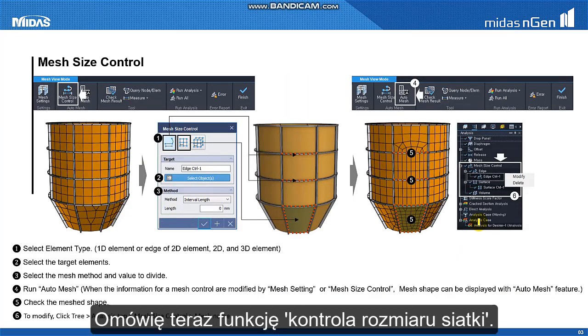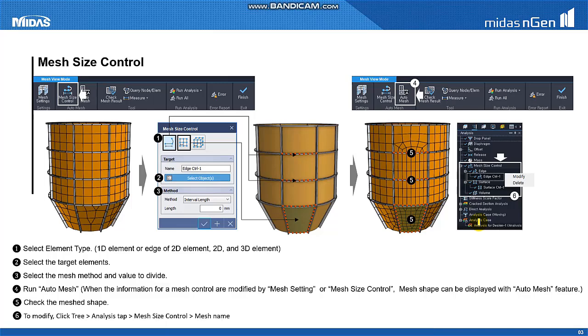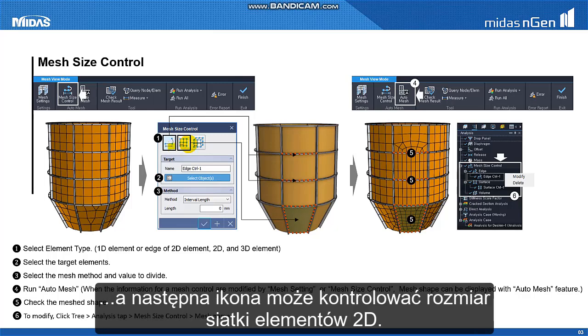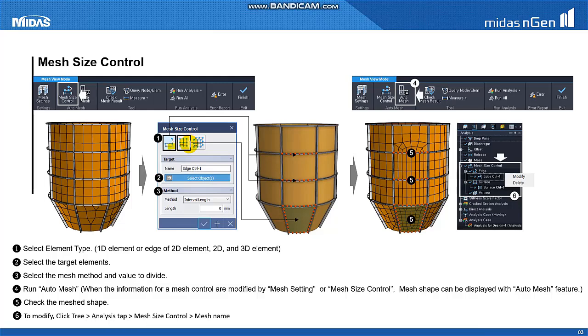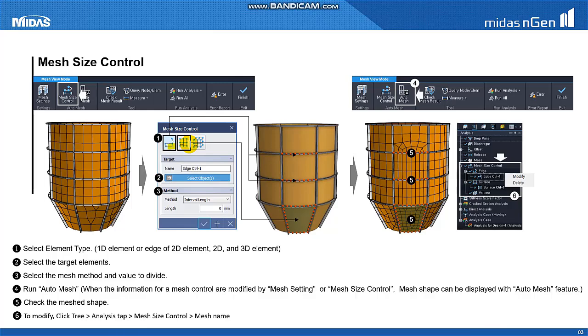Next is the mesh size control function. This is a function for controlling the local mesh size. The first icon is used for the mesh size of the edge in a 1D member or 2D member. And the next icon can control the mesh size of a 2D face by member unit. Information of mesh size is saved in the tree as shown on the right and can be edited.